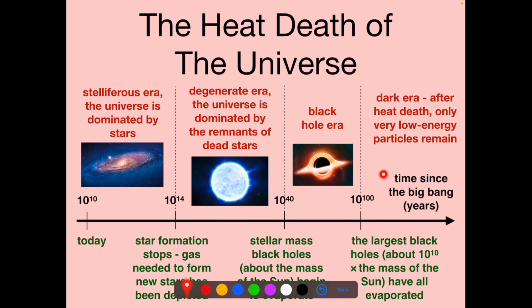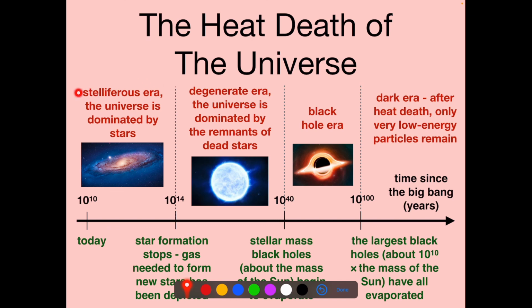So we're going to take a look at a timeline which shows us how much time has passed since the Big Bang. So how many years have passed since the beginning of the universe, in other words. And we're going to look at some important events that are expected to happen in the future of our universe. So at the very beginning of this timeline, we have today. It's been about 10 billion years, or 10 to the 10 years since the Big Bang. And we're currently living in what's called the stelliferous era of our universe. That's just a fancy way of saying that the universe is currently dominated by stars and galaxies.